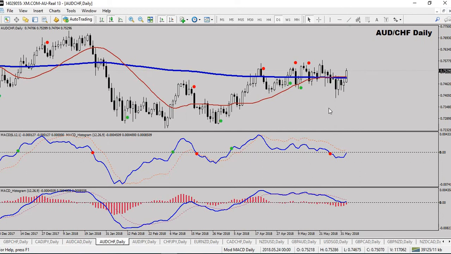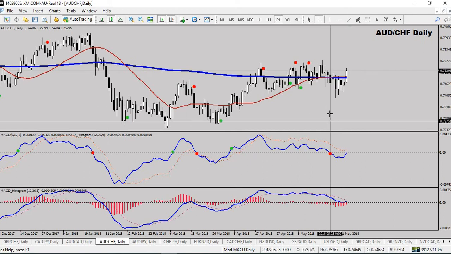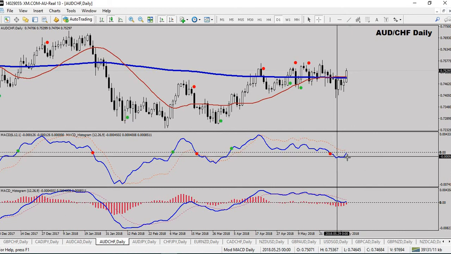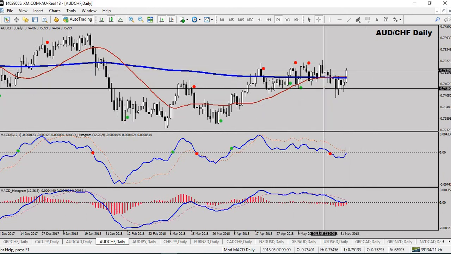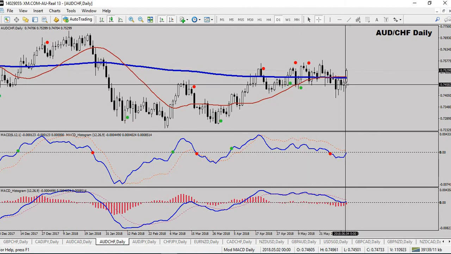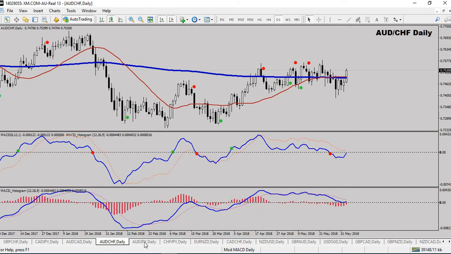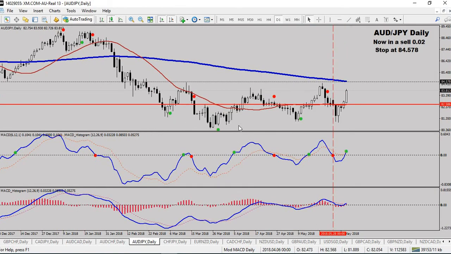Aussie Swiss franc, I didn't take the sell, which is a good thing, which is in here. Tomorrow there's possibly a buy. Like I said before, in high probability, it's been an ugly chart. There's a lot of sideways action on this pair for the last couple of weeks, so I might just give it a miss. Aussie yen, not doing too well. That was a sell trade here.